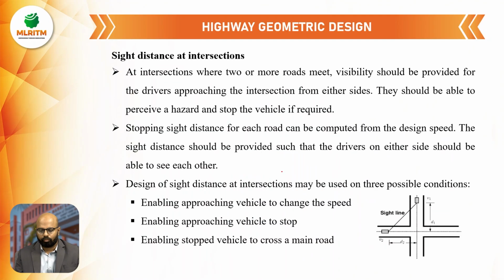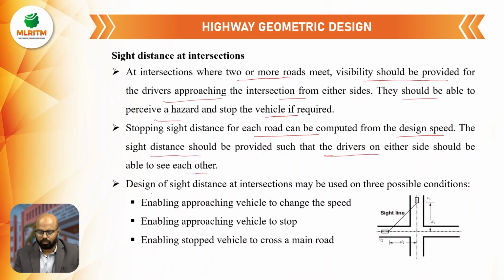Next is sight distance at intersections. At intersections, two or more roads meet. Visibility should be provided for the drivers approaching the intersection from either side. They should be able to perceive a hazard and stop the vehicle if required. Stopping sight distance for each road can be computed from the design speed of that particular road. The sight distance should be provided such that drivers on either side are able to see each other. That is the motto.